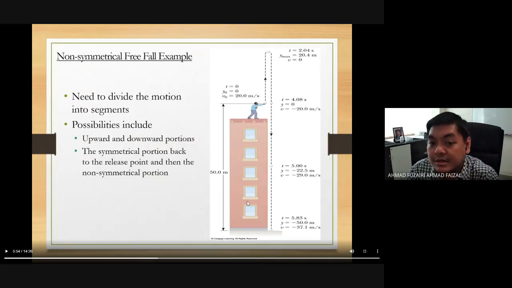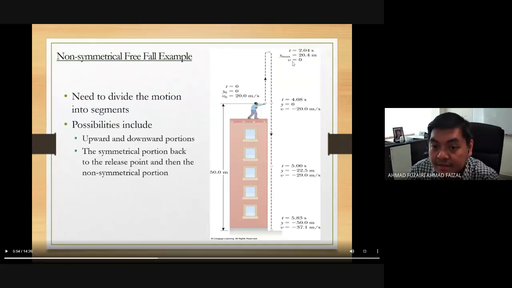So this height has been added. Obviously the height of the building is not 50 meters. The 50 meters is the height of the building together with the height of the hand. So you must add the height of the building and the hand, and of course you get 50 meters. And at the bottom we can get the values.